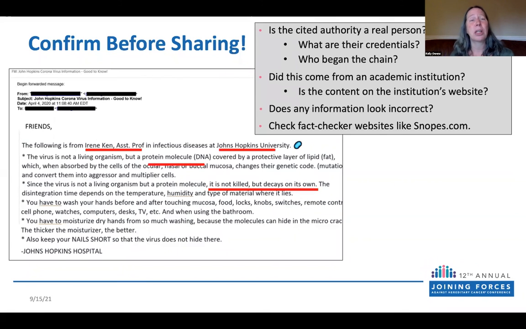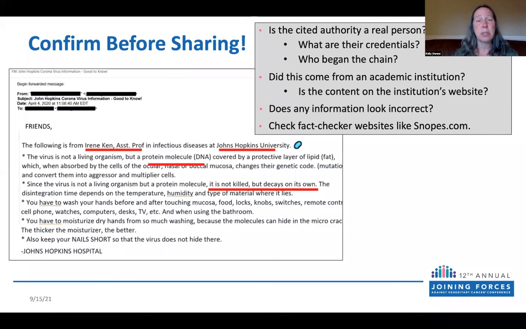It's important to look, when you get something like this, whether it's on social media or email, at whether the cited authority is a real person. So Irene Ken, assistant professor at Johns Hopkins University. Is this a reliable academic institution? Is there content on their institution's website about this? Does the information look correct or incorrect? And lastly, use a fact checker site like Snopes.com.